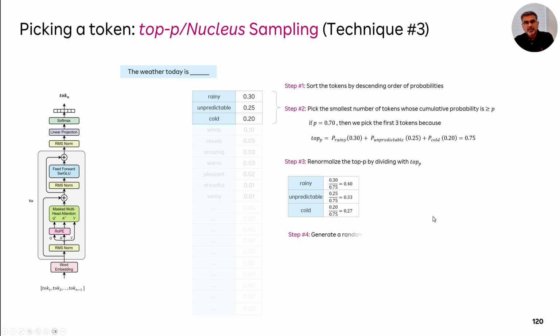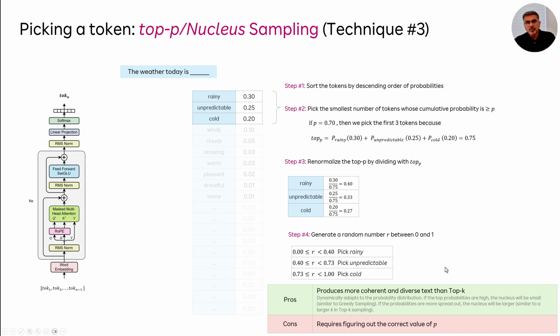You generate a random number during the inference run, a number between 0 and 1. The random number that you pick is a value between 0 and 0.40. Then you pick any. If it is between 0.40 and 0.73, you pick unpredictable, and so on. This produces more coherent and diverse text than top K because it still favors higher probability tokens, and it is still based on probabilities.